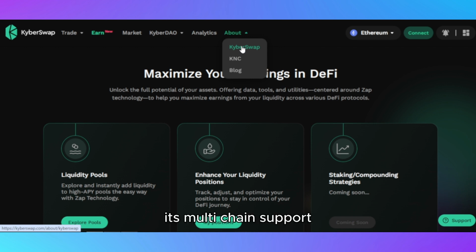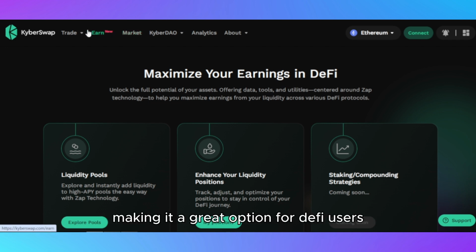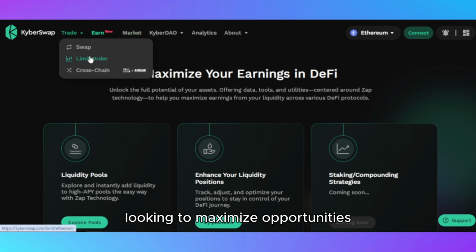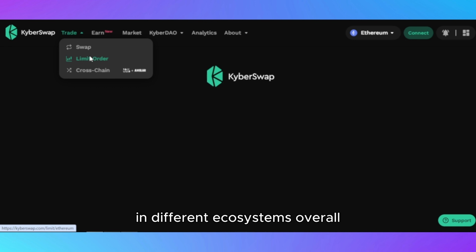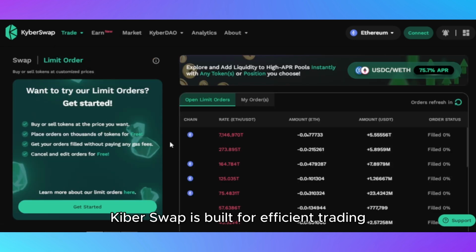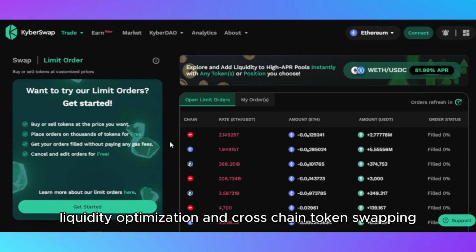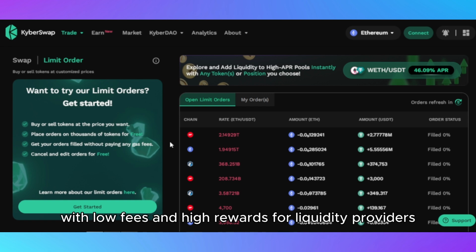Its multi-chain support allows seamless swaps across leading blockchains, making it a great option for DeFi users looking to maximize opportunities in different ecosystems. Overall, KyberSwap is built for efficient trading, liquidity optimization, and cross-chain token swapping with low fees and high rewards for liquidity providers.